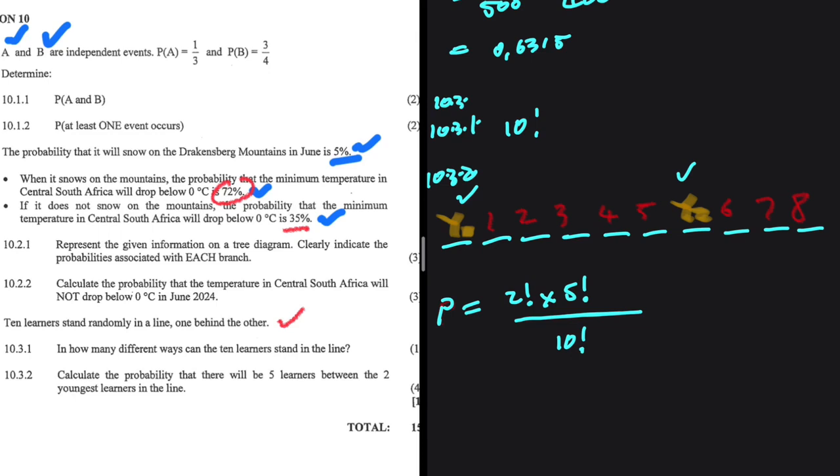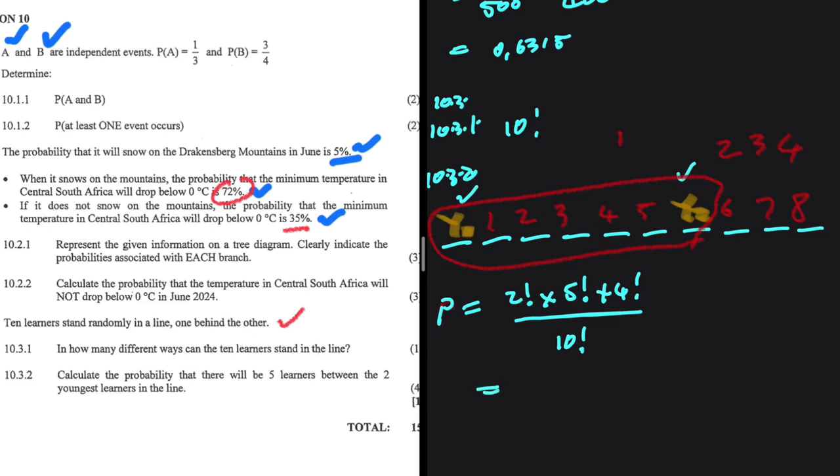Okay, so now that we have taken care of y1 and y2 and the 5 learners in between, we need these 7 learners to move as a unit because they need to be in between those 2 youngest learners. So if they're moving as a unit, then we have 1, 2, 3, 4 ways we can play around with the 7 learners and the 3 that are not in between. So that is another 4 factorial ways we can arrange the 3 learners that are left out with the 7 learners, the 2 that sandwich the 5 in between them.